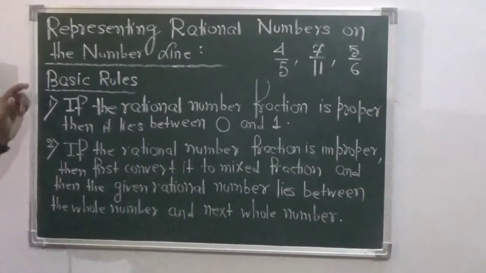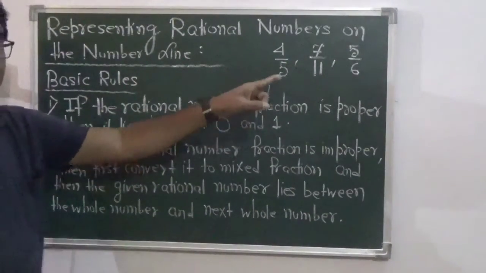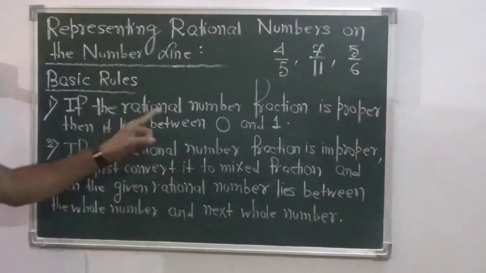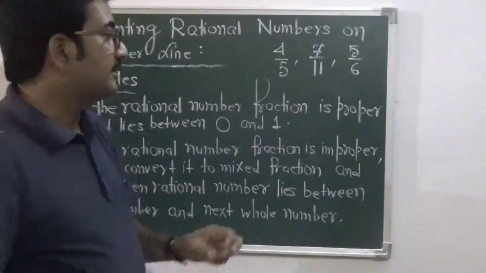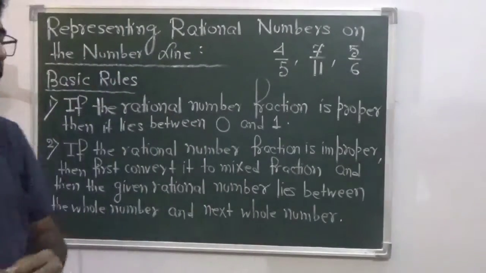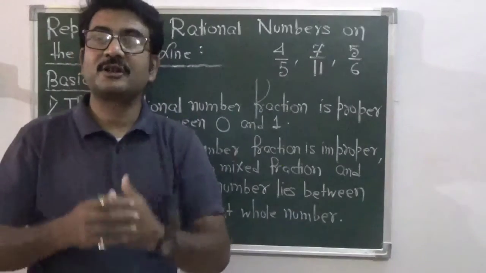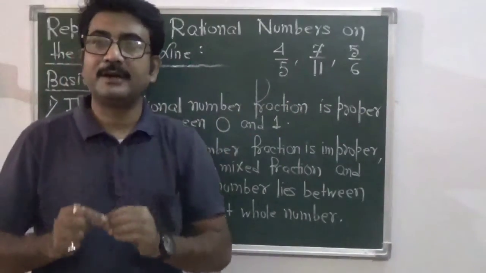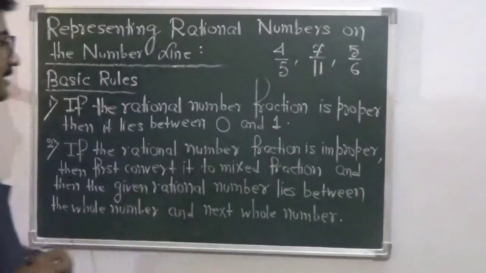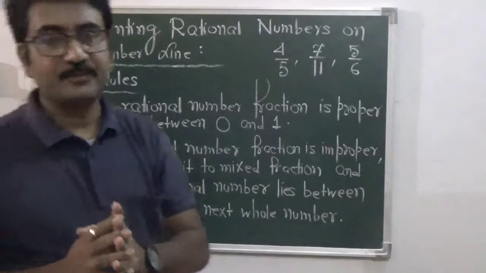So now moving on to point number 1 once again, if the rational number fraction is proper, then it lies between 0 and 1 on the number line. So if we plot a point on the number line and it happens to be a rational number fraction which is proper, then that particular point will be lying between the points 0 and 1 on the number line.